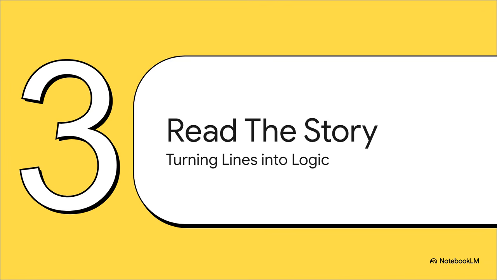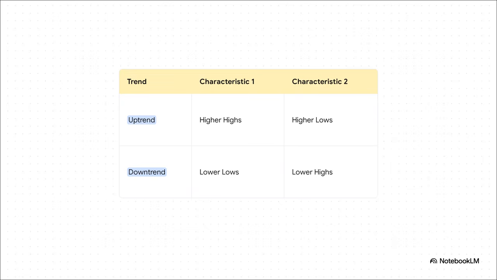All right, moving on. Now we're going to read the market story. Because, okay, we've drawn some lines, so what? This is the part where we turn those lines on the chart into actual usable logic. And the way the market tells its story is through this sequence of highs and lows. It's really simple. If you're seeing higher highs and higher lows, guess what? You're in an uptrend. And if you're seeing lower lows and lower highs, that's a downtrend. The chart is telling you point blank who's in control.